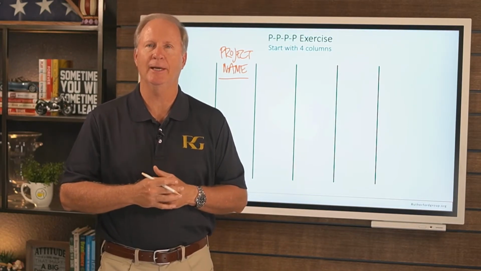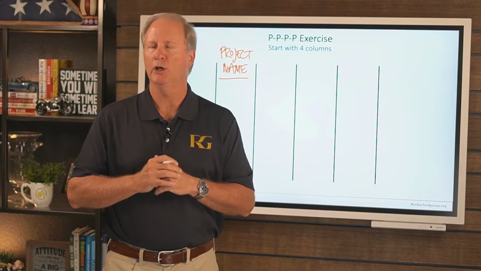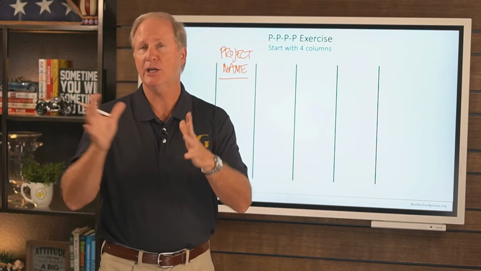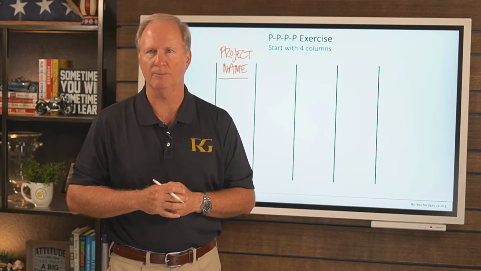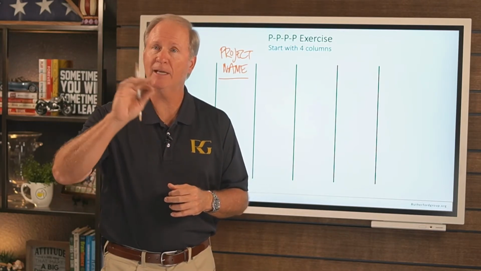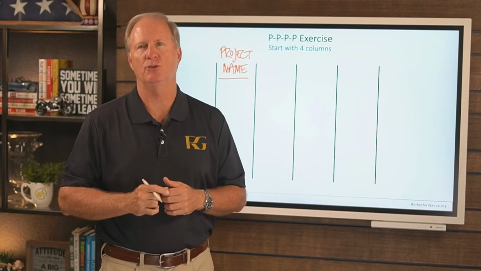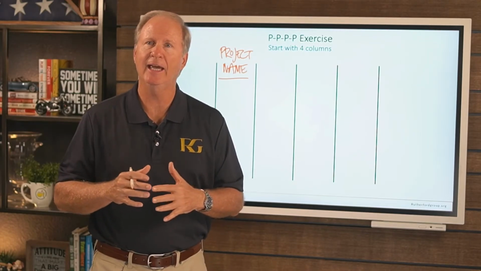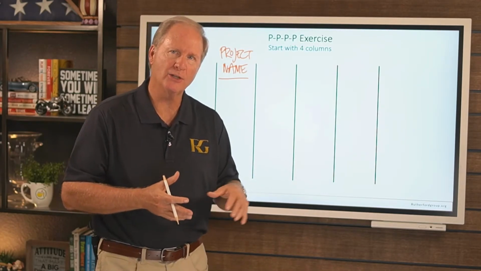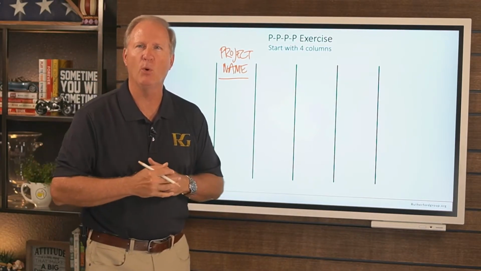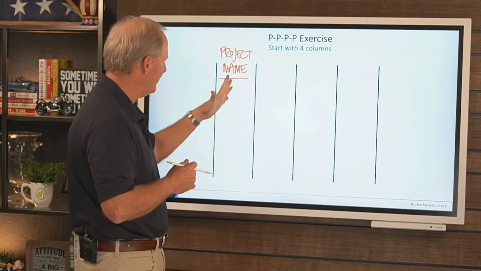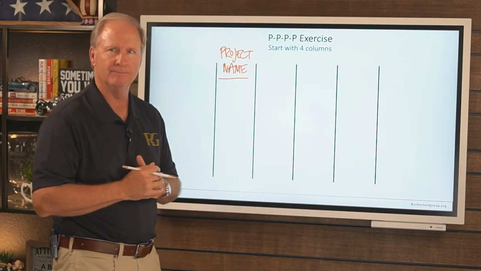It could be something like digital workforce, global ERP, SAP accounting system, or maybe even something like supply chain optimization. Or better yet, maybe it could be something that your audience has an interest in changing. If that's the case, then have them select a project that they're really familiar with and one that's really important to them, and then have them write the name of that project in this column.